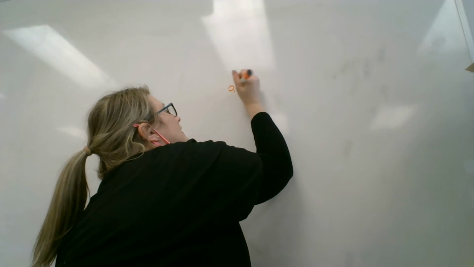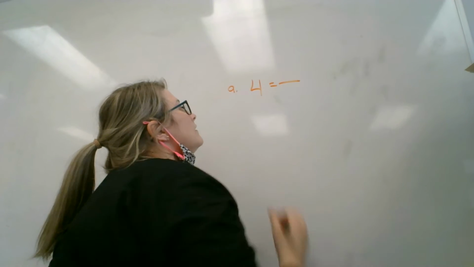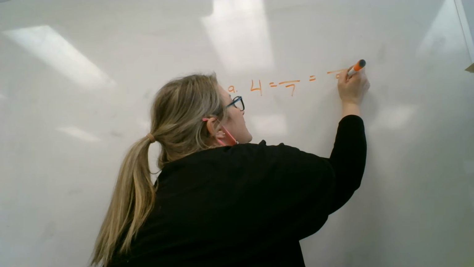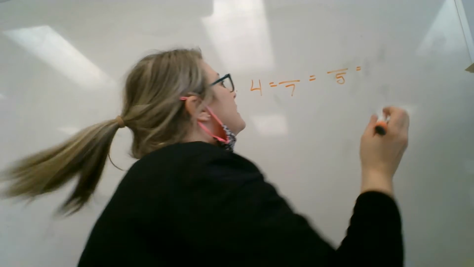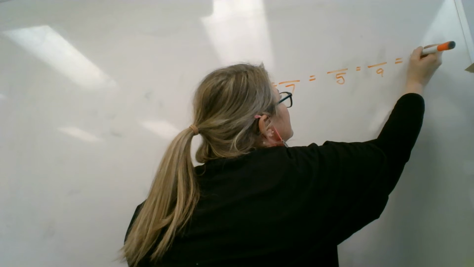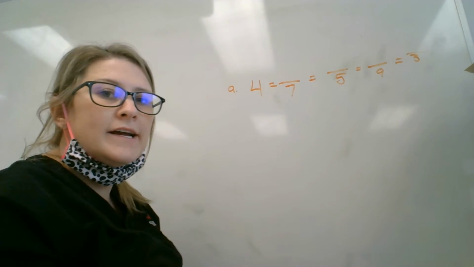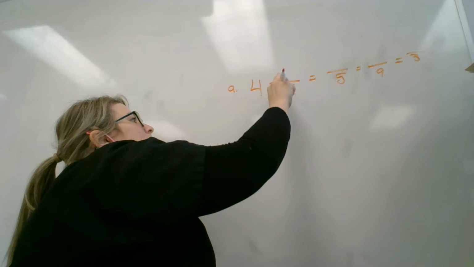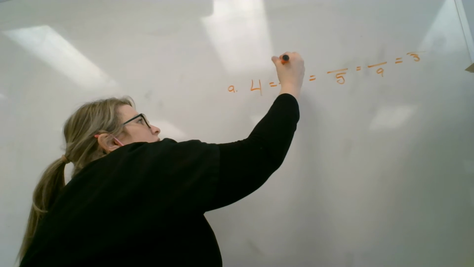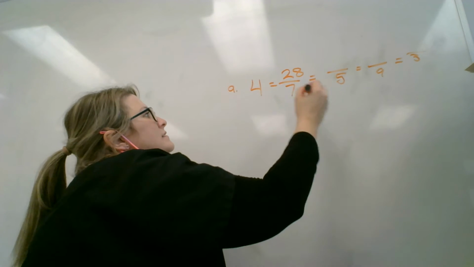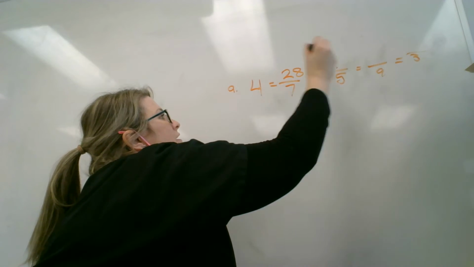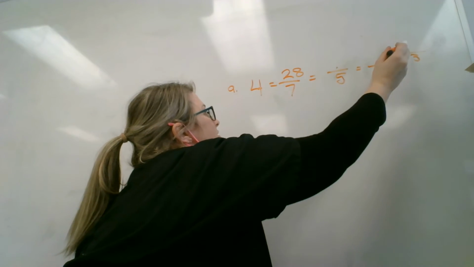All right, part 2. The whole number equaling fractions. Remember, to get the top number, you're going to multiply. 7 times 4 is 28. 5 times 4, 9 times 4, 3 times 4.